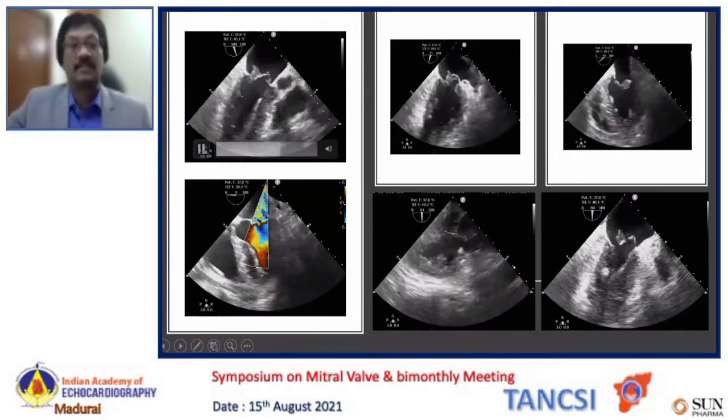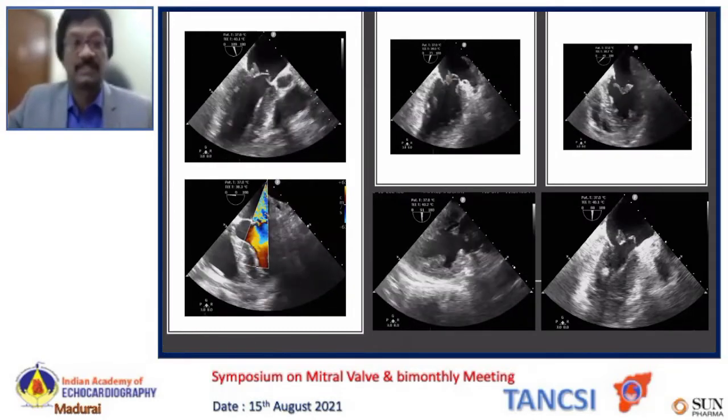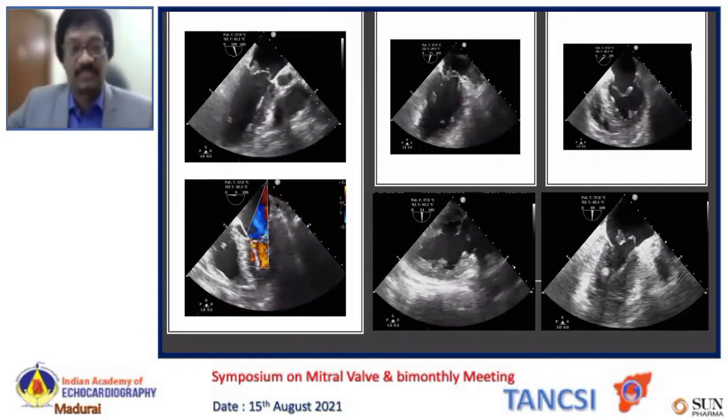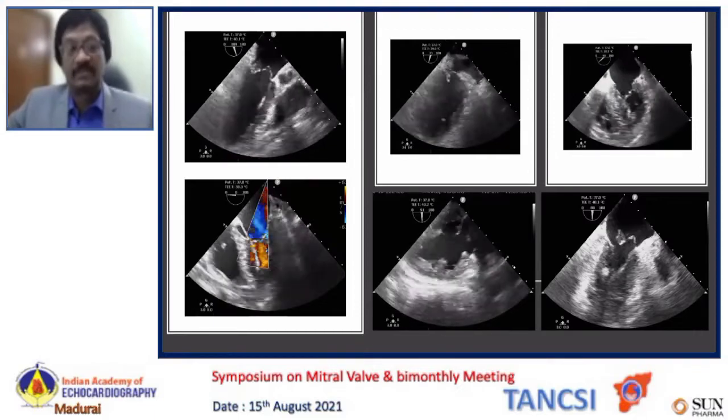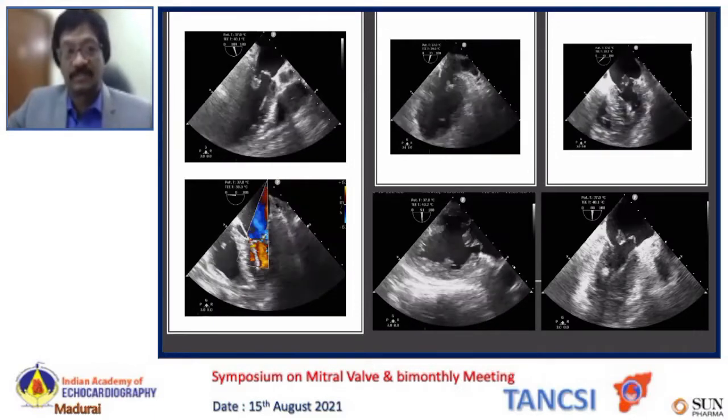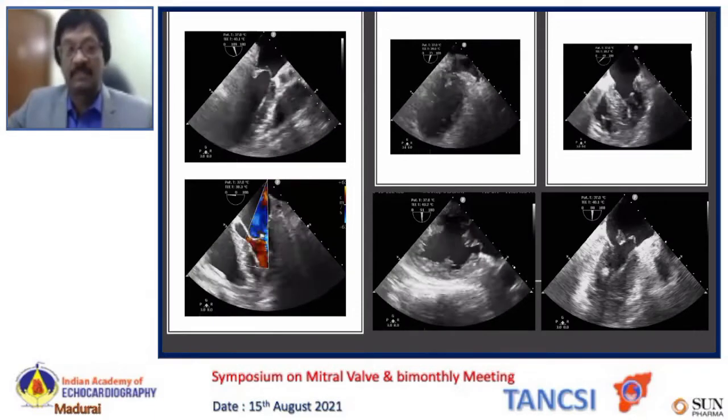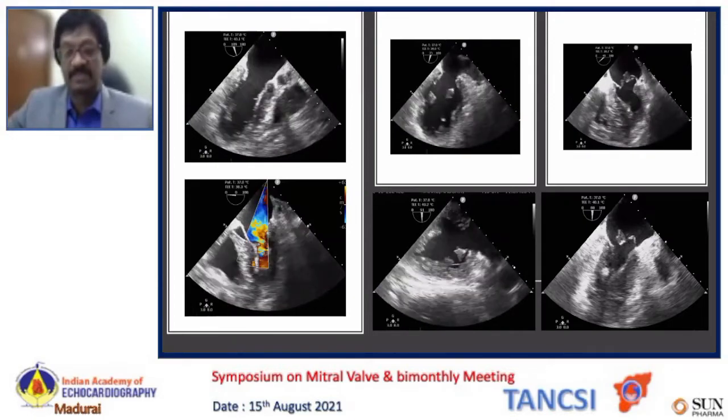So this case stresses the importance of transesophageal echocardiogram in the evaluation of acute dyspnea, especially in a patient with acute myocardial infarction, to rule out any potentially fatal mechanical complication like papillary muscle rupture.